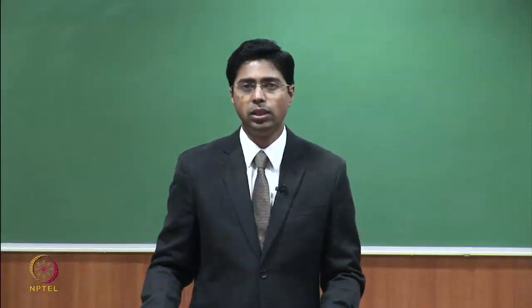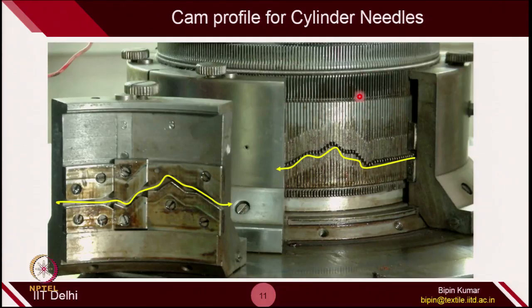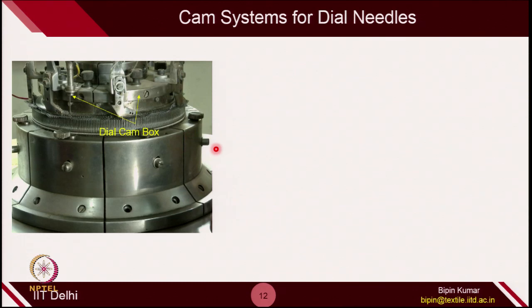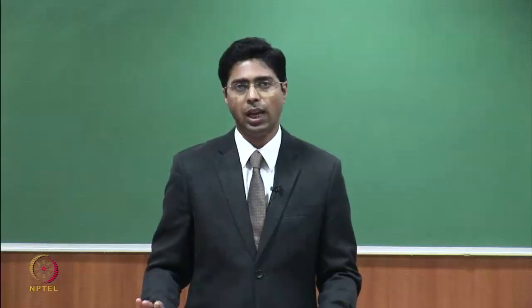So, once the needle completes the reciprocating movements for this cam box, then it is interacting with the second cam box, then third, fourth, fifth. So, in this particular machine there are actually 6 cam boxes, and so each needle is making 6 loops in one rotation. Now, let us see the position of the dial cam box.